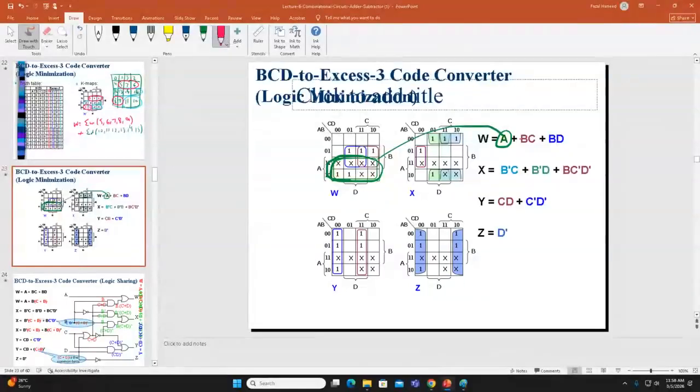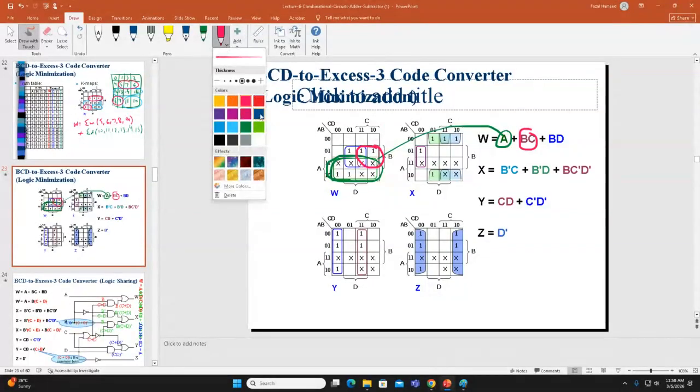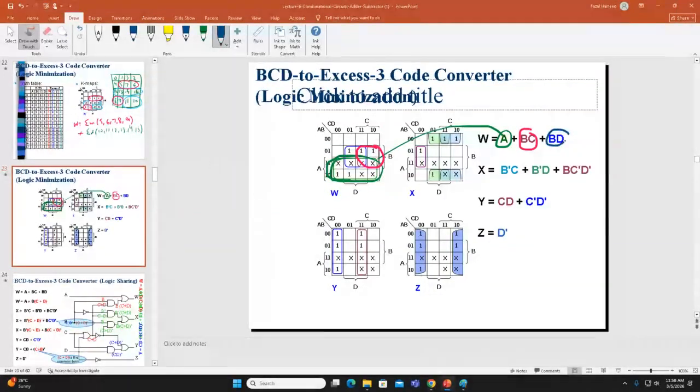Now for this BC, we are using this color. BC is the group of this group. And now we have the blue color. This is BD, and this BD is this group. Any question? Clear? So what do we do?